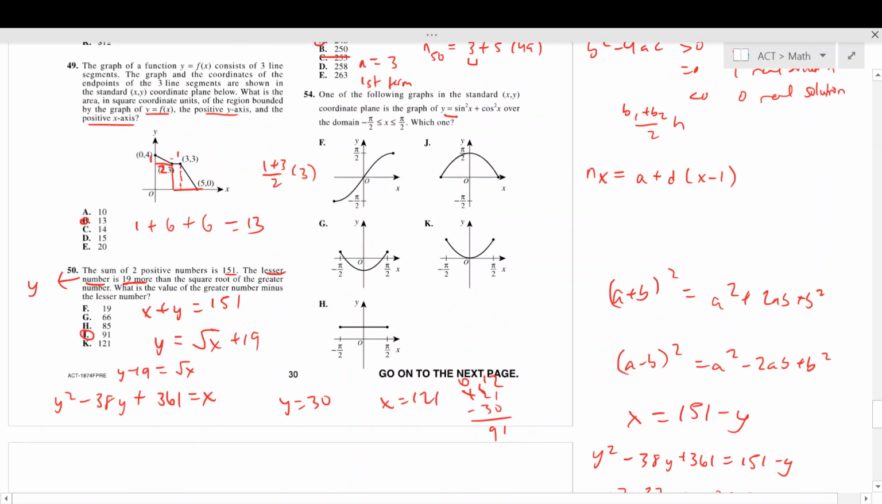One of these is the graph of y equals sine squared x plus cosine squared x over the domain. Which one is it? This is something you're going to have to note. There's not really many trigonometric identities you need to know. One that you do need to know for sure is sine squared x plus cosine squared x must be equal to 1. I'll actually do a proof of this in one of my later videos.